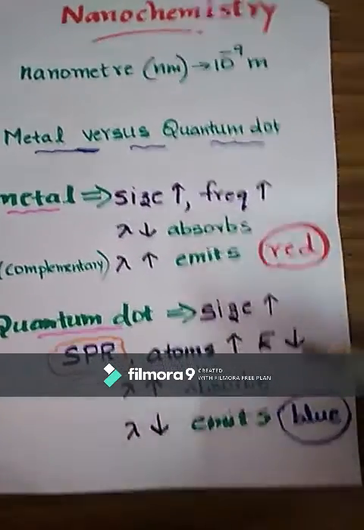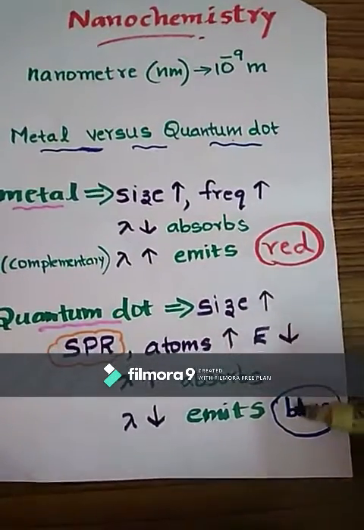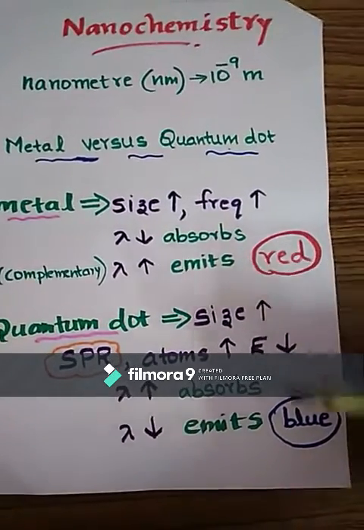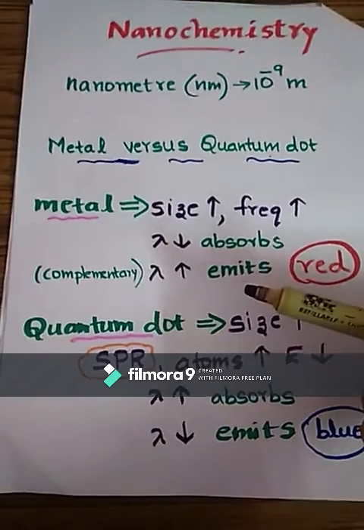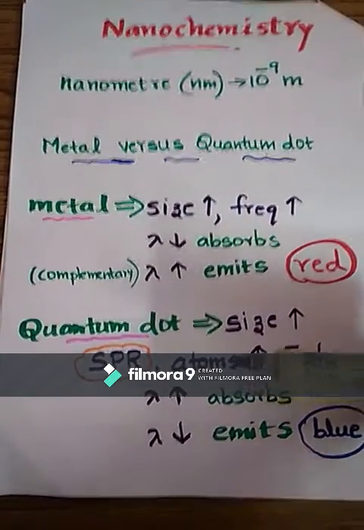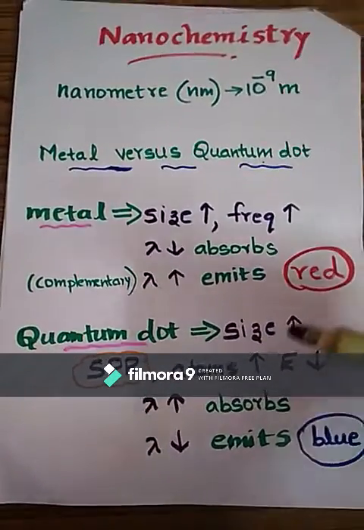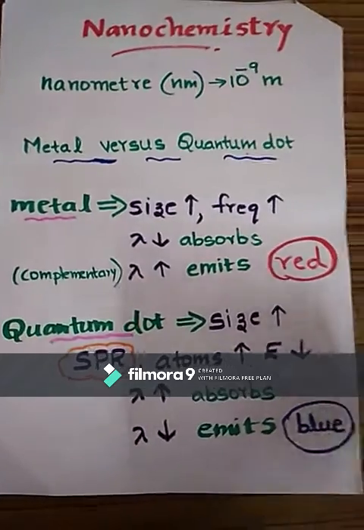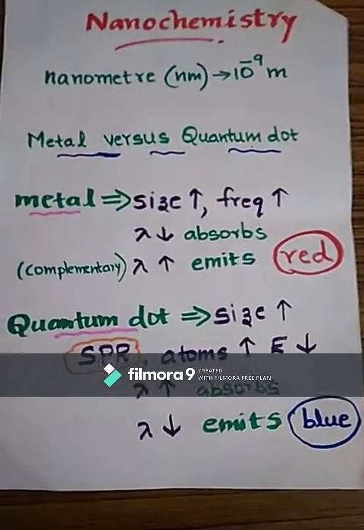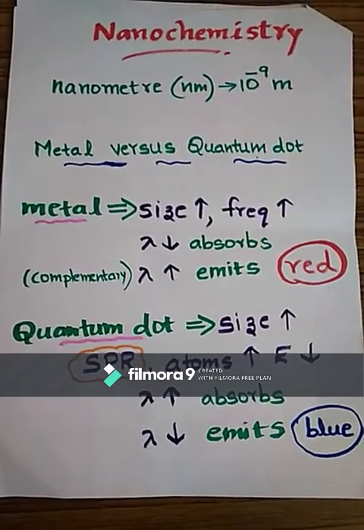Thus you look, metal produces red color while quantum dot produces blue color. Thus, based on their size and their color, we can distinguish a metal and a quantum dot at the nanoparticle level. This is one of the important applications of nanochemistry. Richard P. Feynman is the scientist who proposed nanochemistry in earlier times.